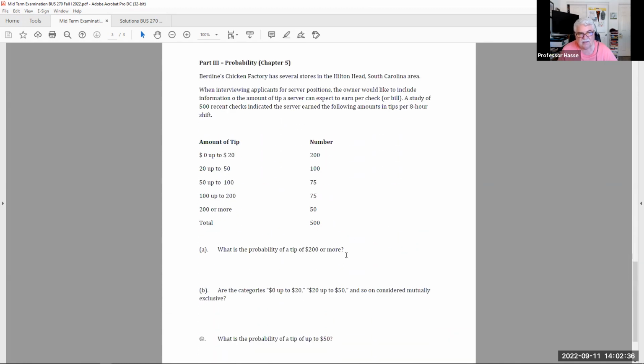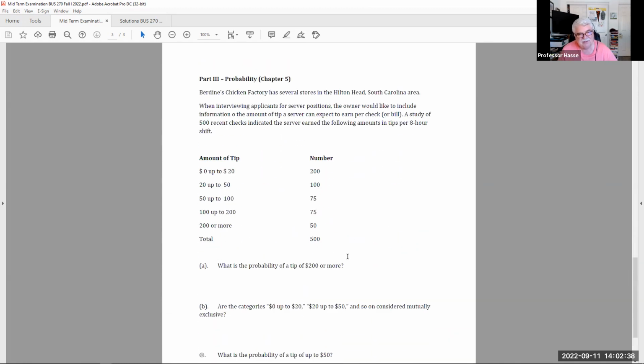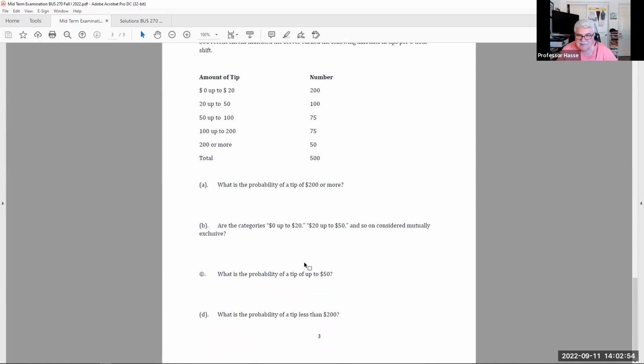And then finally, again, a probability calculation, but adding another level to it. What is the probability of a tip of $200 or more? That's pretty easy, can be calculated, and you can use your example in case study number 1 as help on that. But secondly, it asks you something a little bit different.